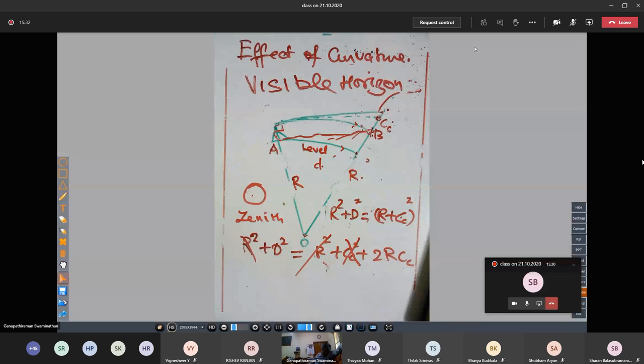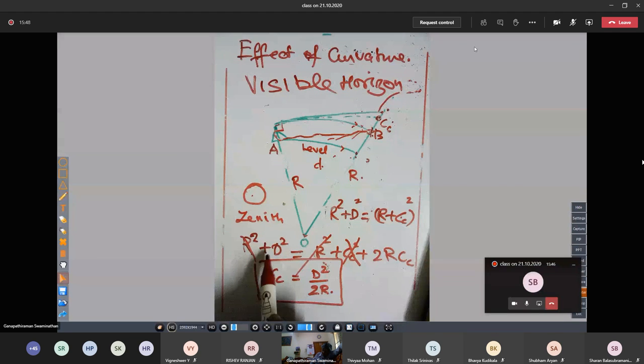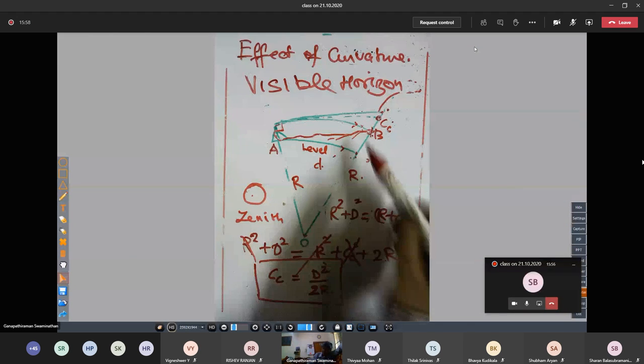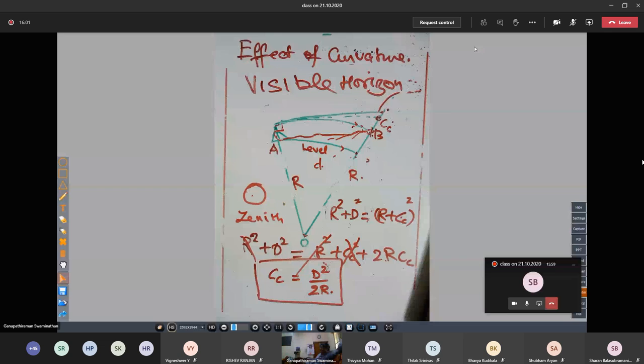Okay. So what is CC? CC is equal to D square over 2R. We get it? So this term alone remains. So D square over 2R. Okay. So this is what is called the combined correction. Normally, this is measured in linear scale. Okay, so we are measuring it linearly.